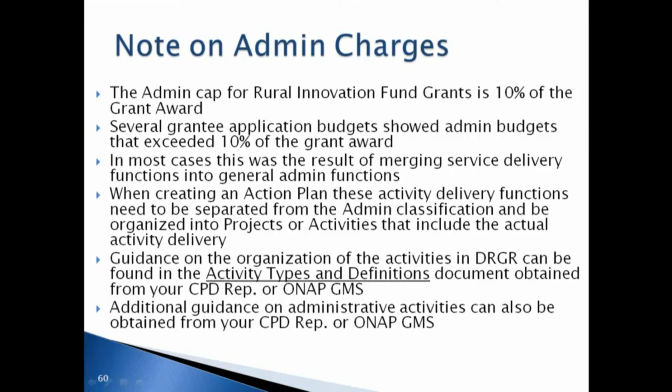so you're not exceeding the 10% threshold. Guidance on admin costs can be found in the activity types and definition document that grantees can get from their CPD rep or ONAP GMS. Additional guidance is going to be released by OCR in the form of an admin cost document, and this again can be accessed through your CPD rep or ONAP GMS or your HUD field contact.